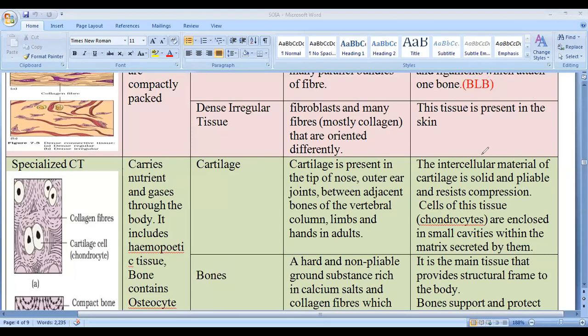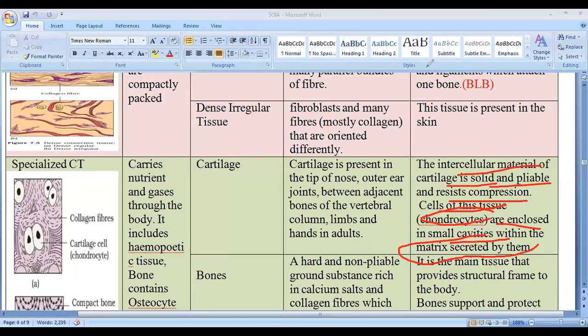So here the intercellular material of the cartilage is solid and pliable. You know very well, cartilage is solid and pliable, and resists compression. The unit of the cartilage is known as chondrocytes, and these are enclosed in a small cavity, with matrix secreted by them. So this is the function of the cartilage.